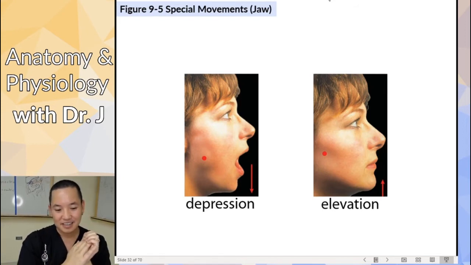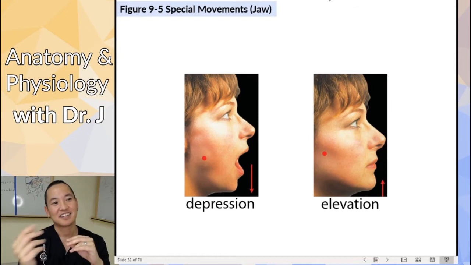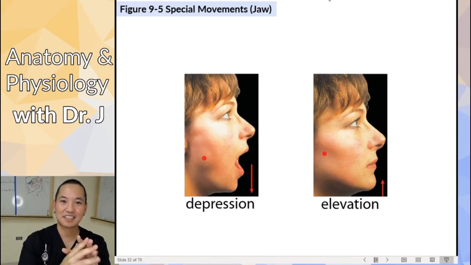Okay, so where should you be at in your studies right now? Again, if you haven't memorized all the bones and know their general locations and what they look like, that should definitely be on your list.